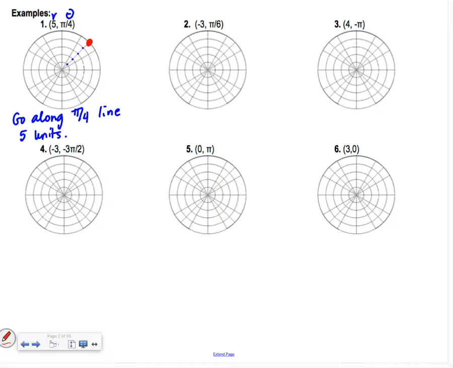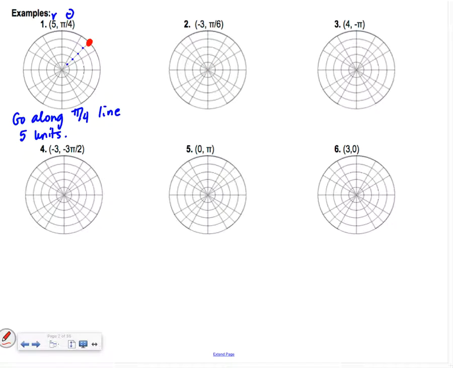All right, now this next one is -3 comma pi over 6. Here's the pi over 6 line. That's it. We're just graphing a point. This homework is the easiest homework ever. No lines, just a point right now. This is the introduction to polar coordinates.